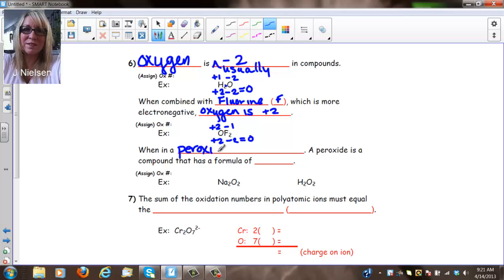When in a peroxide, oxygen is -1. So oxygen's got 2 exceptions. Oxygen is -2 unless it combines with fluorine, and if it forms a peroxide, oxygen is -1. A peroxide is a compound that has a general formula of X2O2, where X is some other element. So let's take a look at a couple. Here we see this general formula, Na2O2, so we know that this is the peroxide ion. So here oxygen is -1, that gives me -2. This has to be equal to 0, this has to be +2, 2 divided by 2 is +1. In this one, same kind of general formula, H2O2, O2 is -1, that gives me -2, this to be equal to 0, this is +2, 2 divided by 2 is +1.